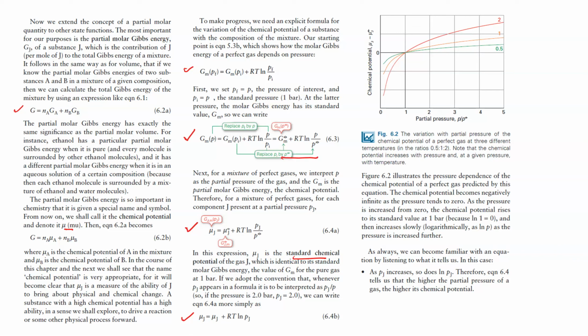So let's take a look at figure 6.2 here. Note that on the y-axis we have our chemical potential, and on the x-axis, our partial pressure. The variation with partial pressure of the chemical potential of a perfect gas at 3 different temperatures is shown in the ratios of 0.5 to 1 to 2. Note that the chemical potential increases with pressure and, at a given pressure, with temperature.